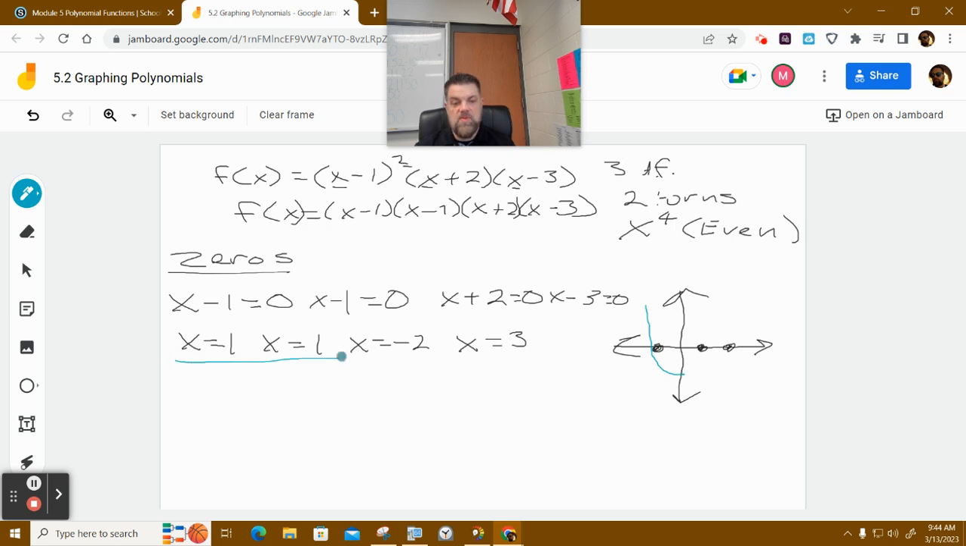But this is multiplicity 2, correct? So it's not going to cross. What it's going to do is it's going to touch right here and turn right back around. And I'm going to get this W shape.